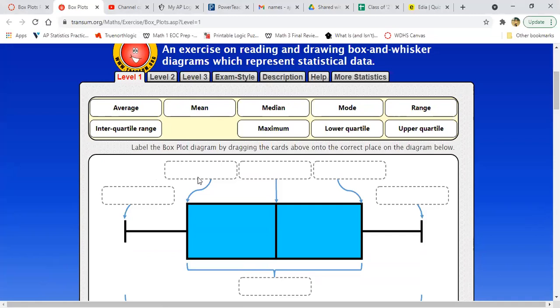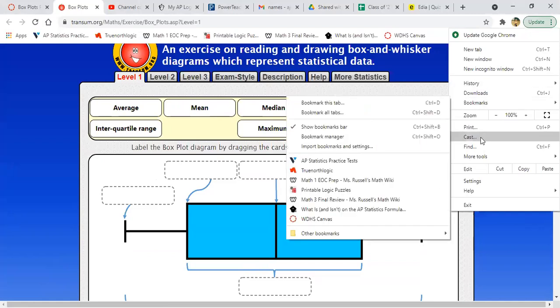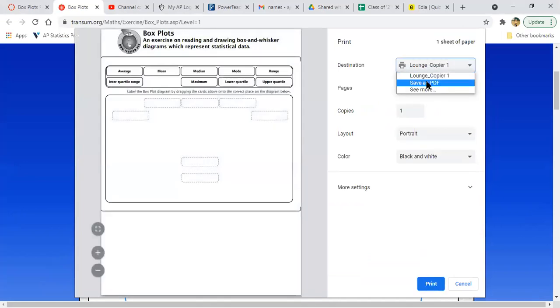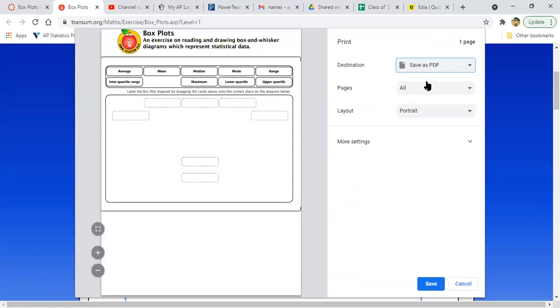Once I finish, what you're gonna do is you see these little 3 dots up here? You're gonna go to print. I think I've showed you this at the very beginning of the year. And change this to a PDF, and then save it as whatever you want to call it. Got it? And then upload it. That's what you're uploading. Okay.